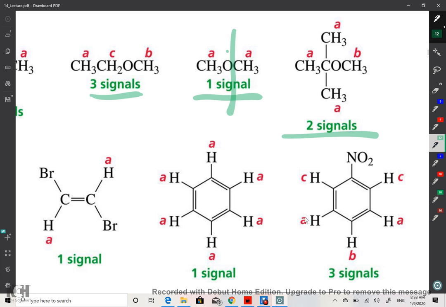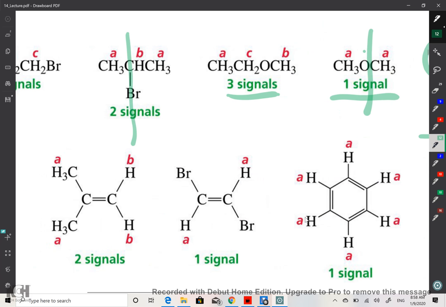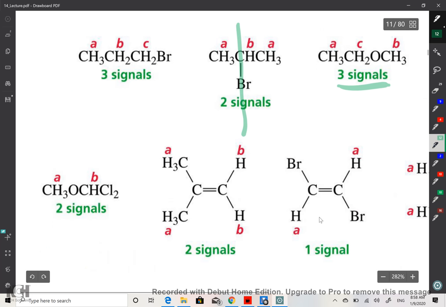Is that okay? These and these are all the same, and they are different from this one. Is that okay, guys? And so on and so forth.